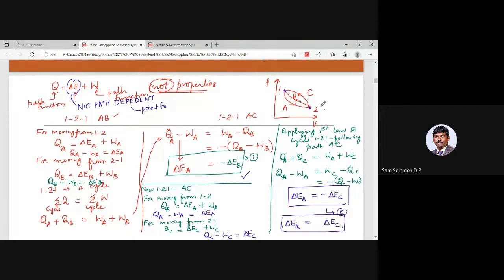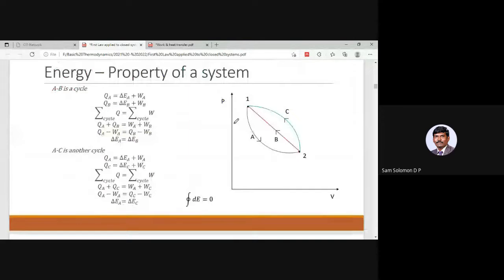So this is a point function and not a path function, and that is why we call change in energy a property. Just like your pressure, volume, temperature is a property, your change in energy is also a property of a system. And therefore, you can say cyclic integral of dE is equal to 0.